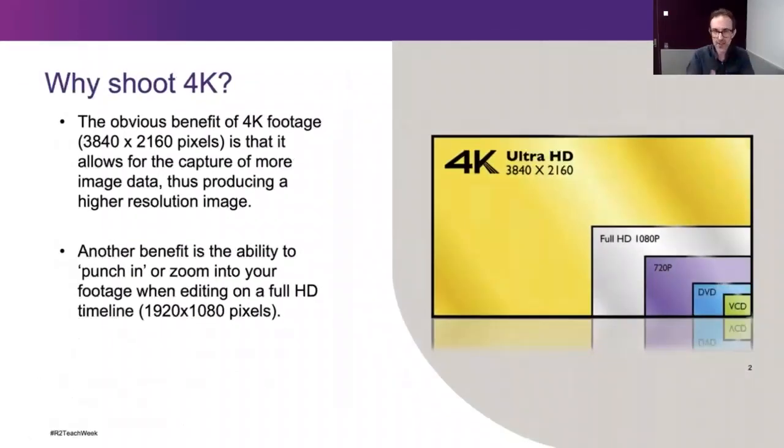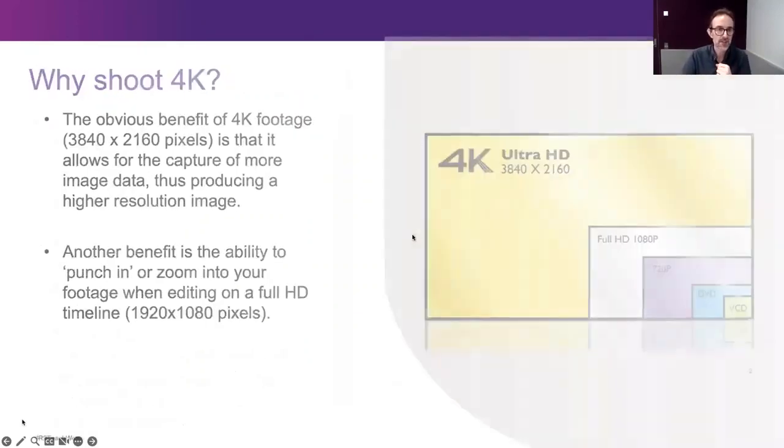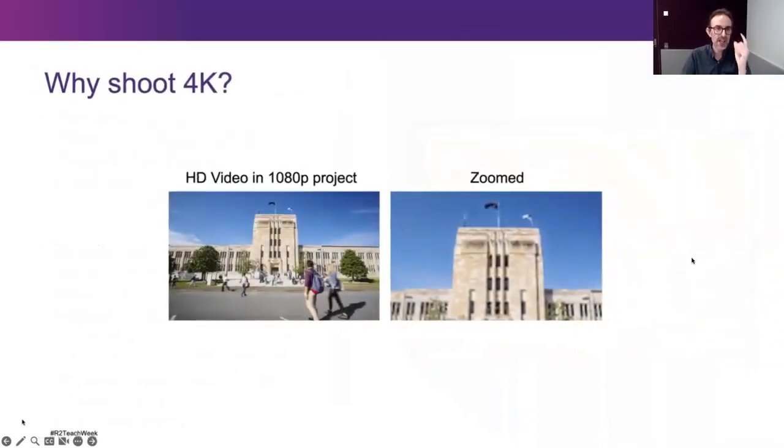Shooting 4K, as you can see, 4K in yellow there is much bigger than full HD. That really means that if you have a 4K piece of video that you put into a full HD timeline, you can literally take that little section there and make it look like you're zooming in. An example is on the next slide, whereby if I just record a normal HD piece of video, the video looks beautiful. But if I zoom in and I'm working in a full HD project, zooming in is going to look pixelated.